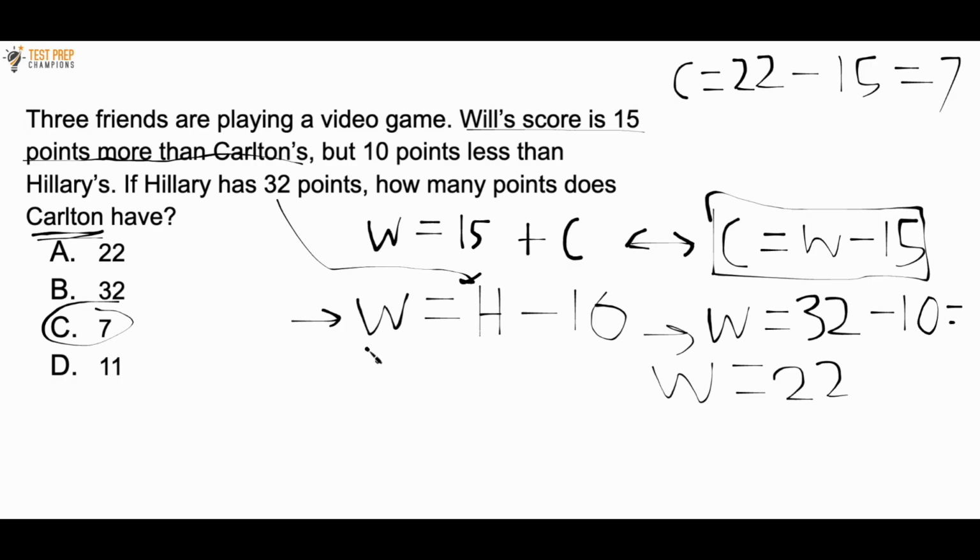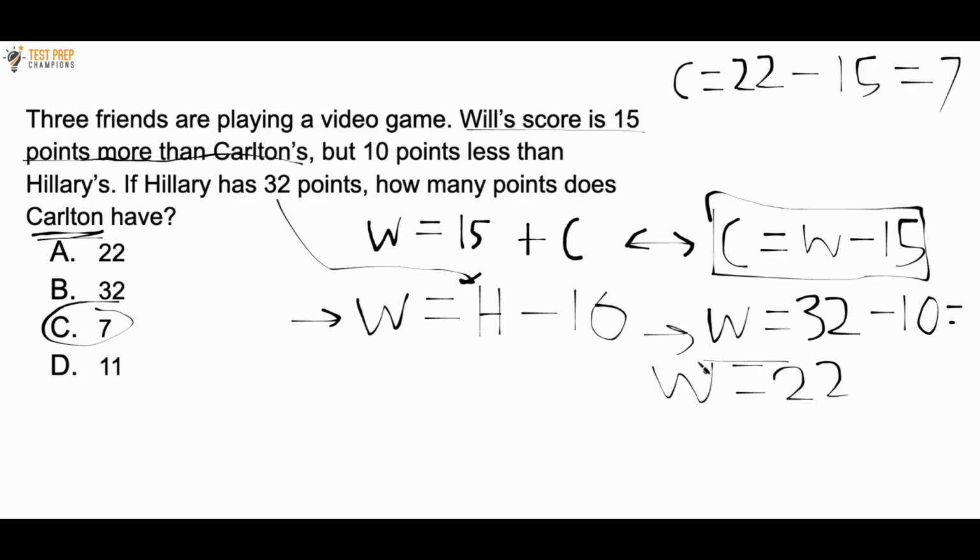All right, so then I wrote another equation based off of the fact that Will's score is 10 points less than Hillary's. So I wrote W equals H minus 10. And we knew Hillary had 32 points, so I plugged 32 in for H. So I had W equals 32 minus 10, which gave me 22.